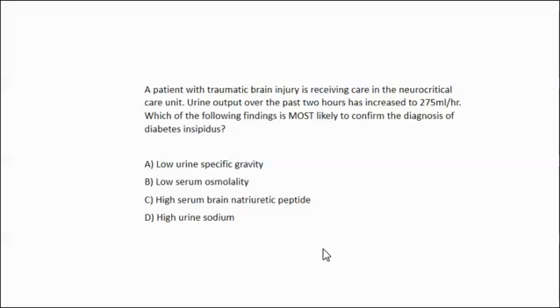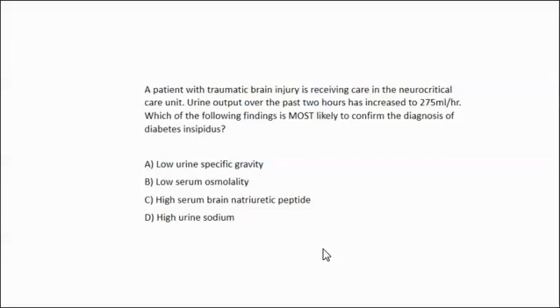Specific gravity and DI go together, and it's a low specific gravity. DI urinates off free water, so that's probably the correct answer. Then I'll just very quickly make sure the other ones aren't correct so that I don't have the chance to get one right that I would have missed. High urine sodium, it's DI, that doesn't make any sense. Cerebral salt wasting probably has that though.